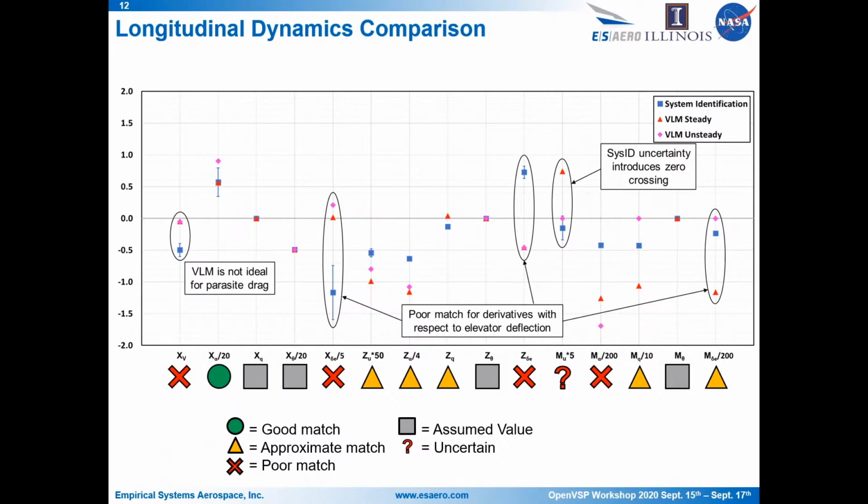And we also see instances where the system identification estimates are so close to zero that they're uncertain, the uncertainty bounds around them cross zero and could land on either side of positive or negative. And so with those, we're really not sure what we should be comparing against. But in those instances, tools like VSPAERO can help inform the end user of what side of the line perhaps they should be.